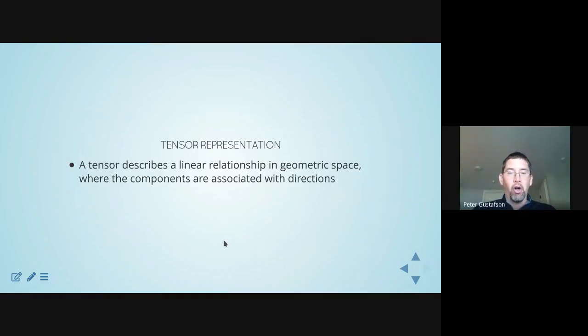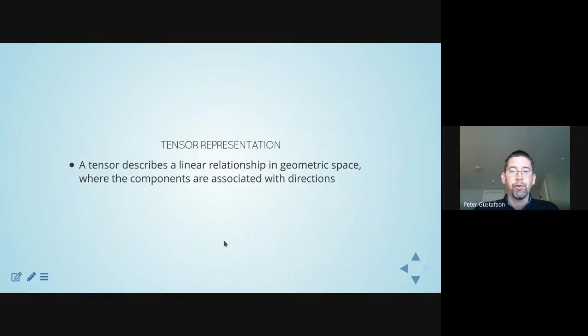Okay, so now I called this a tensor, and I'm sure you've maybe heard that word once or twice before, maybe not put a lot of thought into it. So a natural question is, what is a tensor? A tensor simply describes a linear relationship in a geometric space where you have components and they're associated with directions. So a vector is actually a tensor. So you guys have heard that word many, many times. A vector is a magnitude and then a direction that it's associated with.